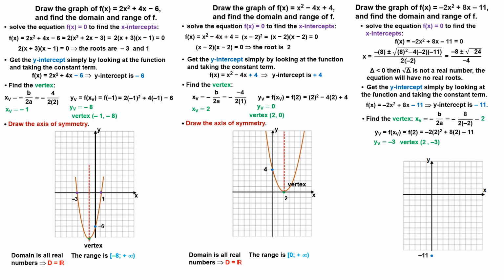Plot the points. Draw the axis of symmetry. Draw the graph. Domain is all real numbers. The graph opens downwards. The y-coordinate of the vertex is the maximum. So the y-coordinate of the vertex is the highest y value for the function. This is the range of the function.